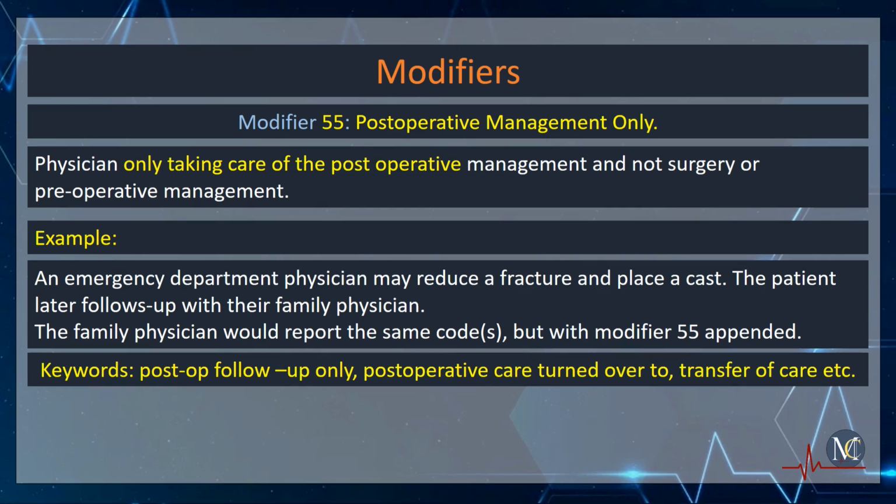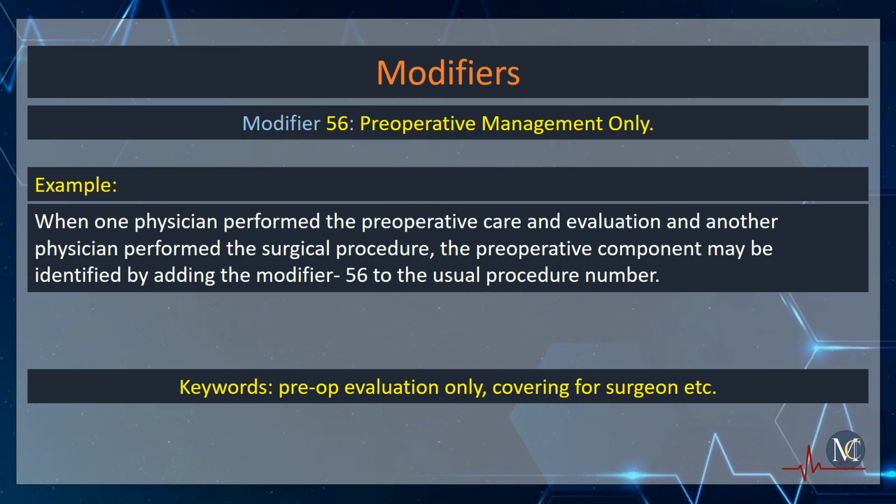Modifier 56. Modifier 56 is used in the CPT coding system to indicate that a physician or qualified healthcare professional provided the preoperative management only for a surgical procedure. This means that the physician evaluated the patient prior to surgery, determined the need for the procedure, or managed the patient care leading up to the surgery, but did not perform the surgical procedure itself. Modifier 56 allows for appropriate reimbursement for the preoperative management services provided by the physician.